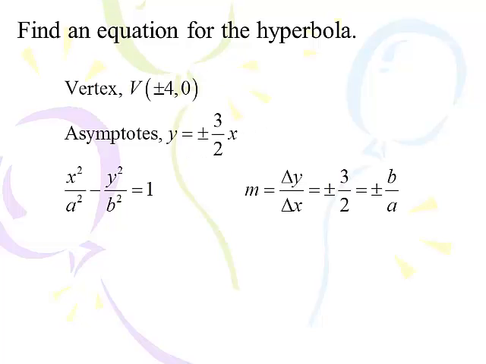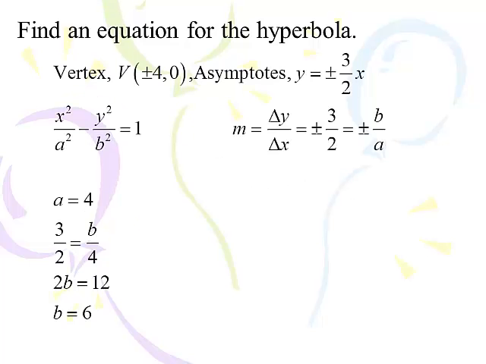Because it's x squared first, I have A squared underneath the x squared. And that means that this asymptote is going to be B over A. Because again, underneath the y I see a B, and underneath the x I see an A. And so my slope is going to be plus or minus B over A. So that is equal to 3 over 2. And I already know A is 4, so I'm going to be able to plug 4 in for A, and from here solve for B. And I'm going to pretty much have this one done.